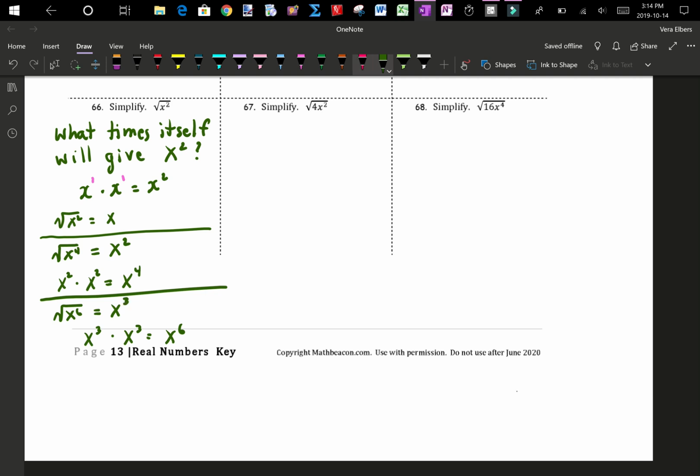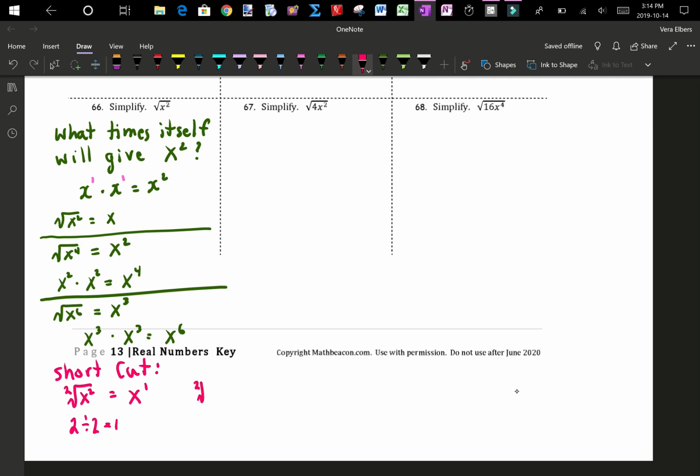Okay, a shortcut for this. If I want to get the square root of x squared, then I take the power inside the bracket, which is 2, and divide it by the index. So 2 divided by 2 equals 1. That means when I take the square root of x squared, I get x to the 1.